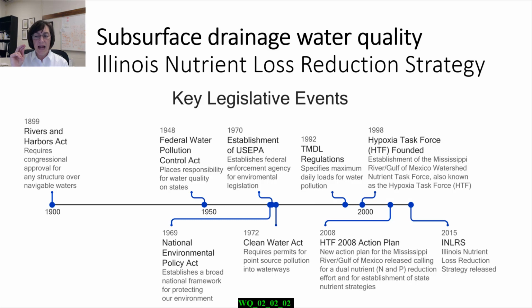The 2008 action plan is also important because it was the first time that we had officially recognized that we need to reduce nitrogen and phosphorus that we're sending down the Mississippi River. It used to be that we were only concerned about nitrogen in the Mississippi River. The 2008 action plan called for a dual nutrient strategy, reducing the amount of nitrogen and phosphorus both by 45% in the Mississippi River.